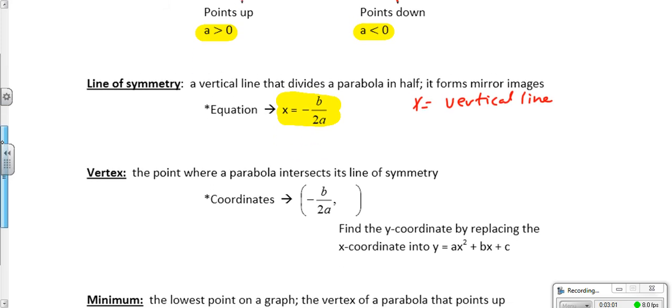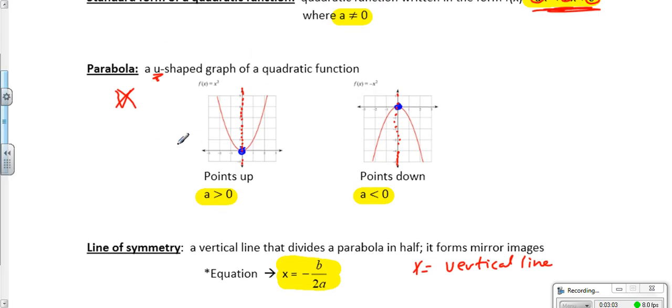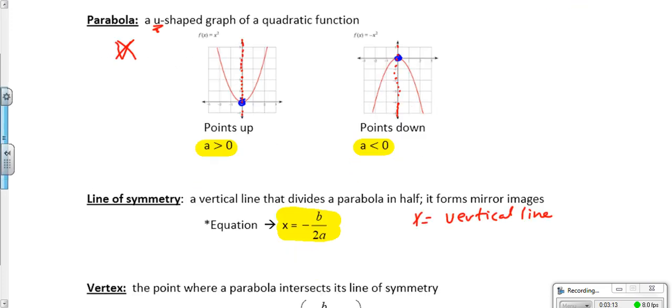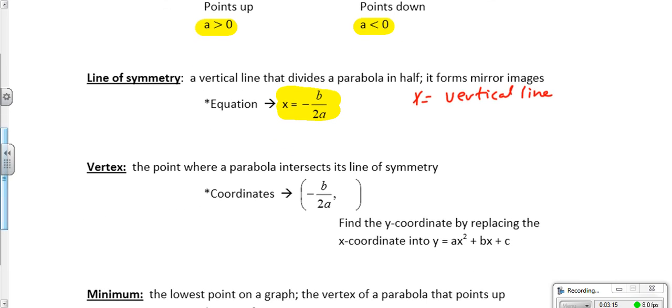The vertex we talked about already. Again, it's either the max or the min. It's where the graph stops going down and starts going up, or vice versa. Stops going up and starts going down. It's right in the middle, and it represents a coordinate.